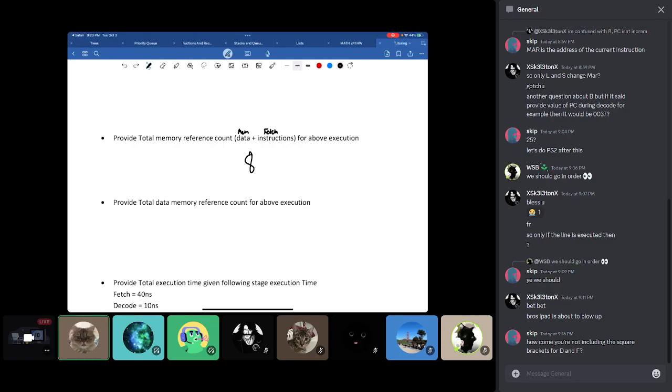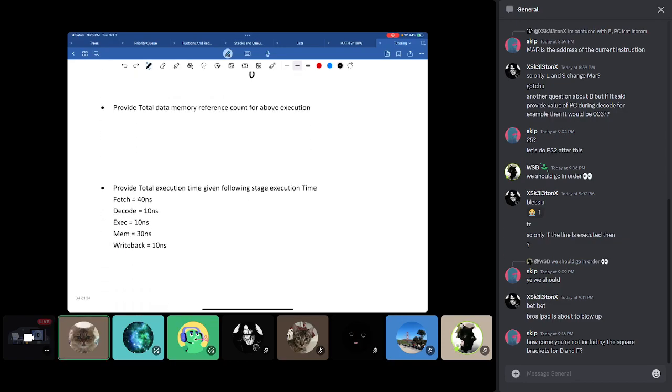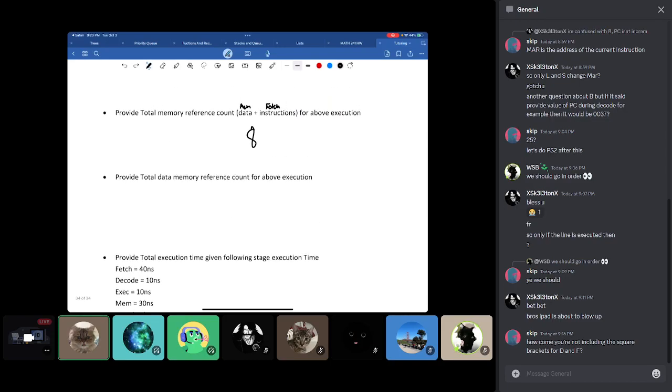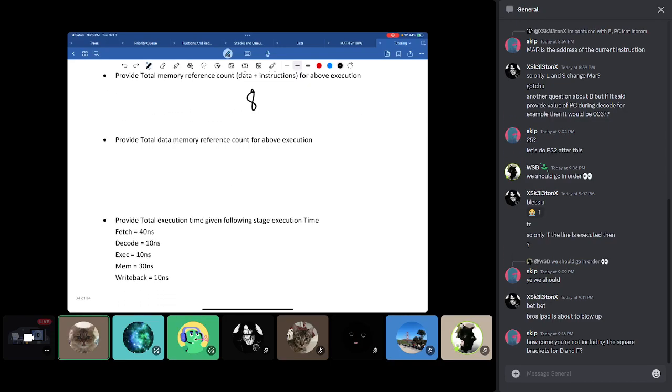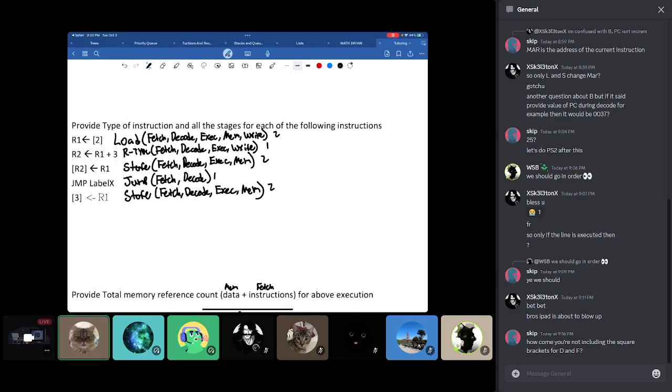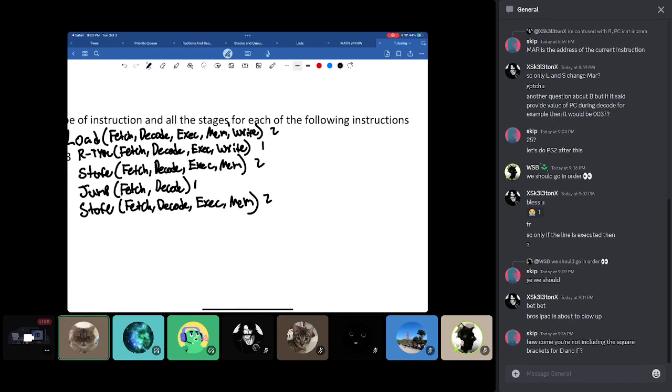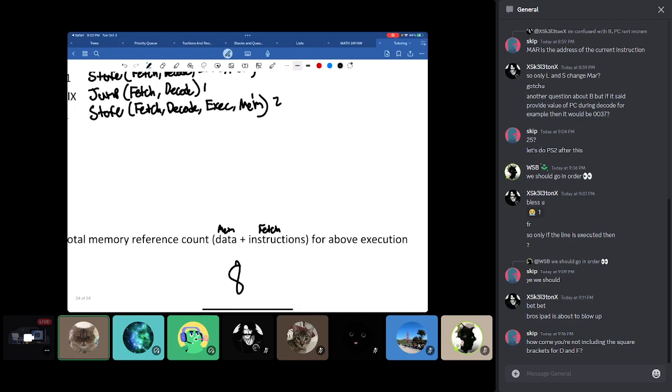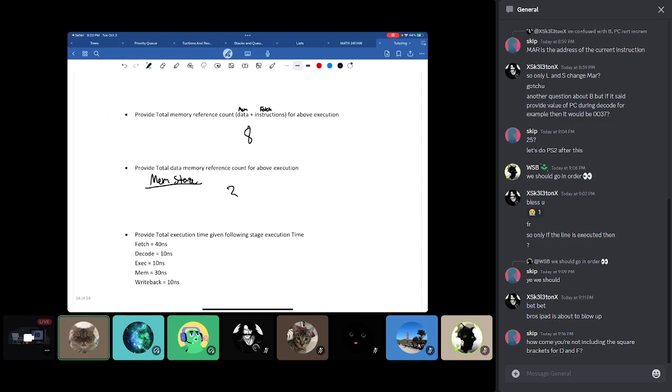Alright. After that, we're asked to provide the total data memory reference. Again, that's just the number of times that we have a mem stage. Right? We have one mem stage here, one mem stage here, and one mem stage here. So the answer will be 3.